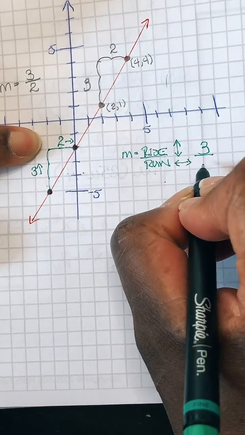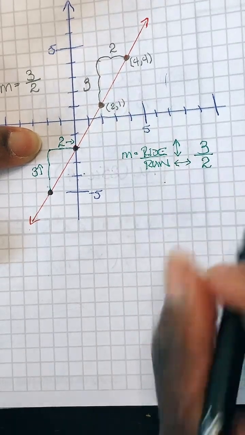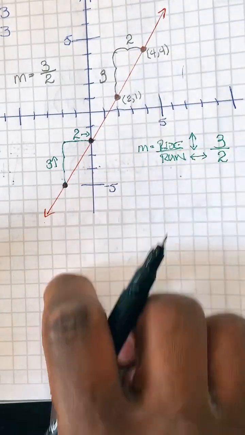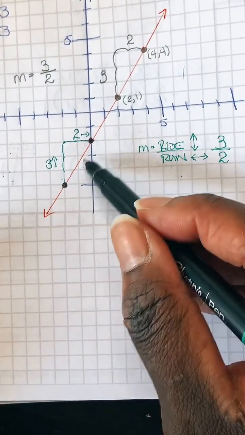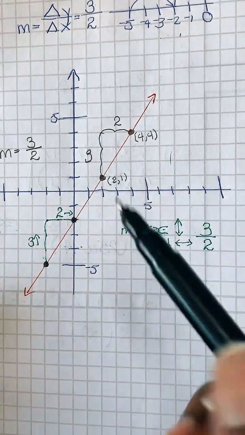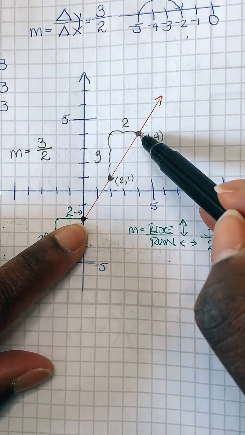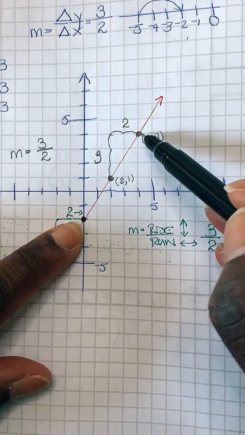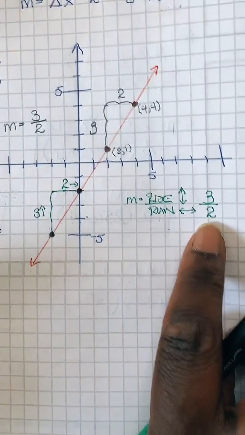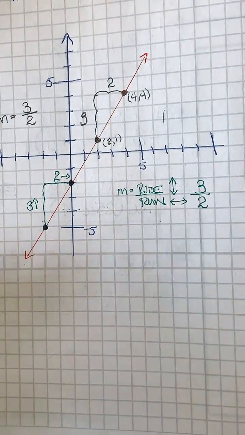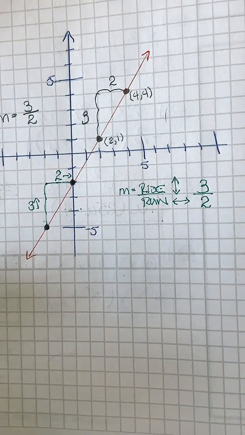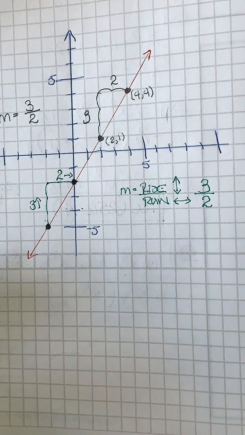And my run is 2. Okay, so you just found the slope of this line. It doesn't matter if you use these last 2 points, if you use these 2 points, even if you use these 2 points. You have to reduce it, but the reduction is still going to give you 3 over 2. Run is positive to the right. Yes, when you go to the right, that's positive.